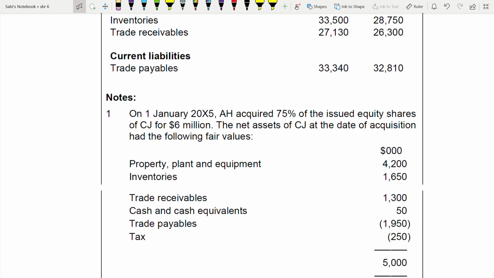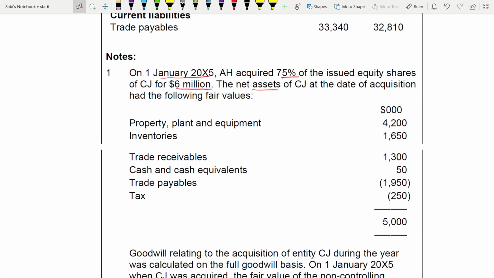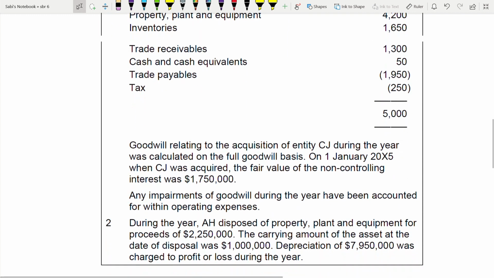On 1st of January 2005, the date is very important when it comes to acquisition for consolidation purposes. On 1st of January 2005, AH acquired 75% of the equity shares of CJ for 6 million. This is the acquisition price. We have not done a consolidation question, but from your understanding of financial reporting, you should be able to solve this. Net assets are given, all at fair values: property, inventory, receivables, cash, payables, and tax, which is 5,000.